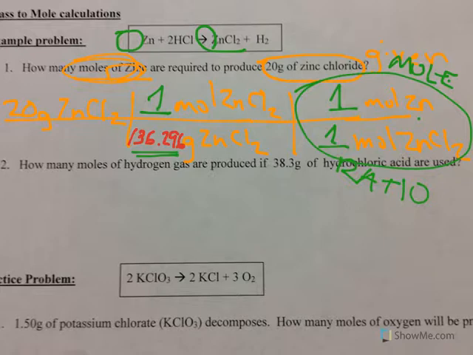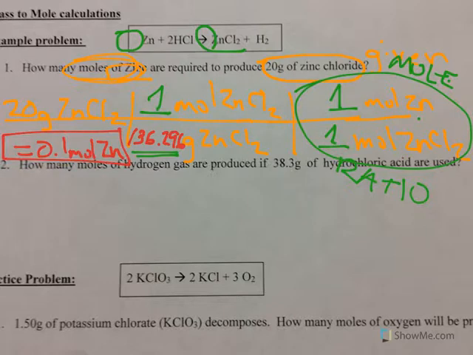Then I'm going to divide that by my 136.296. And that's going to get me a final answer of 0.1 moles of zinc. Sorry, it's over here.